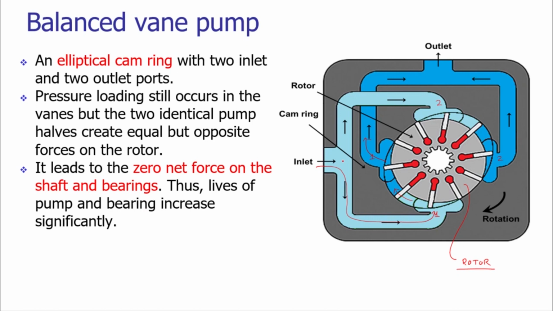In a similar fashion, the fluid will come here in the inlet port 2, and that will be pressurized, that will be driven by the vanes, and the pressurized fluid would be taken out by port 2. Cumulatively, we are taking the pressurized fluid from 1 and 2, and that would be utilized for our application.